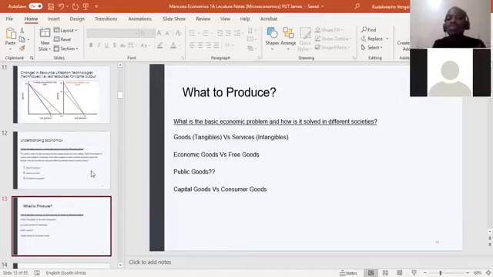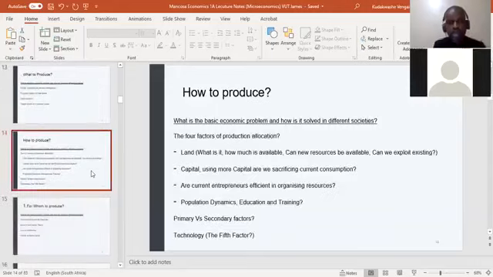And some of the issues I've explained here are economic goods, public goods, capital goods, and these are the various things that you are now deciding. But that's under what to produce. How to produce now? That's a different question.